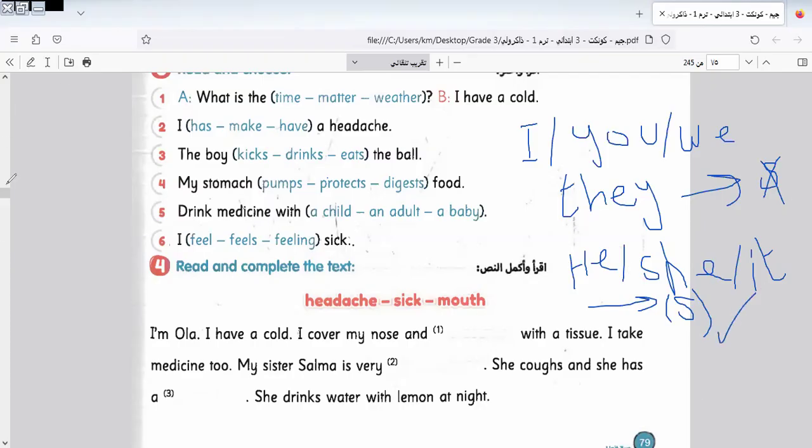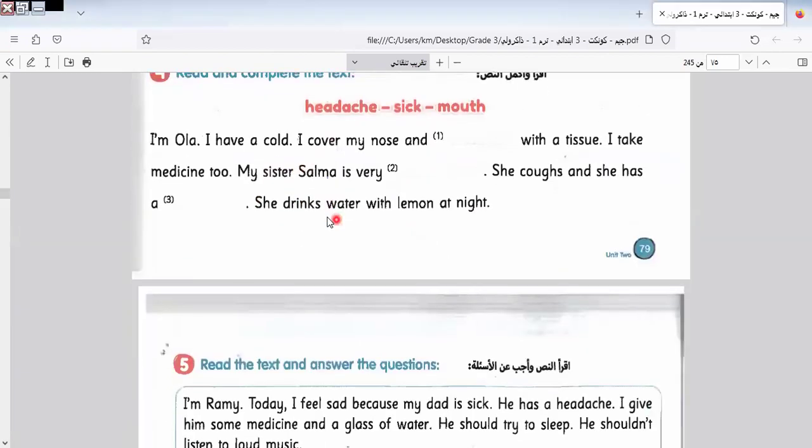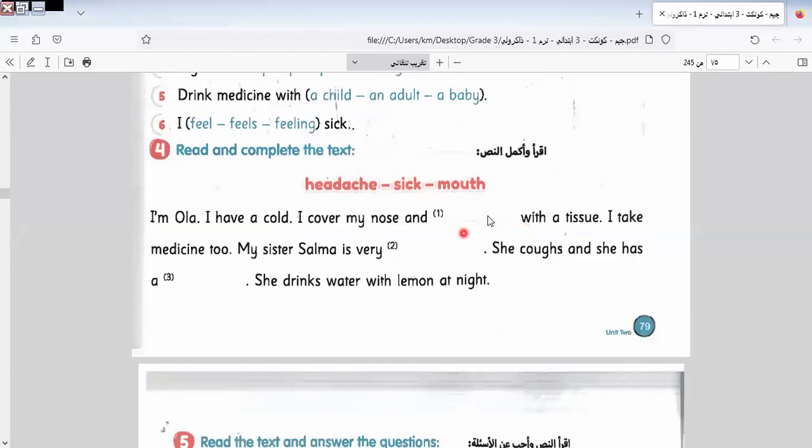Okay, let's continue the rest of the exercise here. This is the sentence, and I will put the suitable sentence in the suitable place. I have a cold. I cover my nose and mouth. Nose and mouth will be the answer here. With what? With the tissue. I think all of us know the tissue.